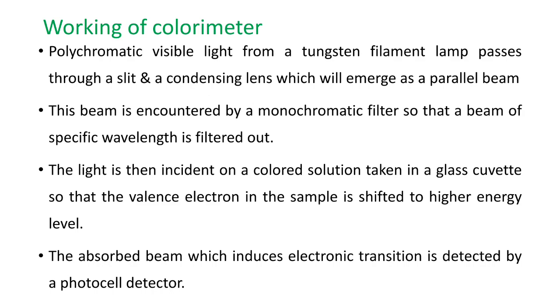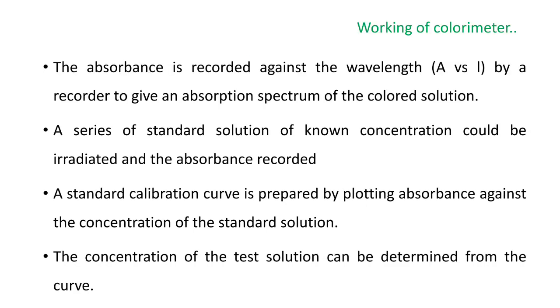and the light is then incident on a colored solution taken in a glass cuvette, so that the valence electrons in the sample are shifted to a higher energy level, and the absorbed beam, which induces the electronic transition, is detected by the photodetector. Next, the absorbance is recorded against the wavelength, so A versus wavelength, by a recorder to give an absorption spectrum of the colored solution.